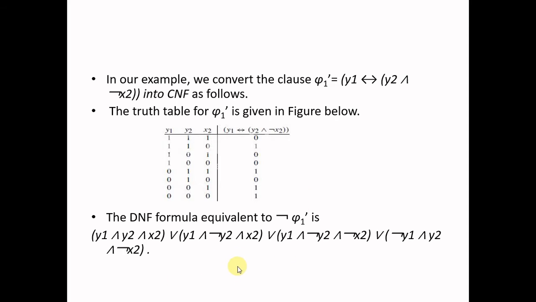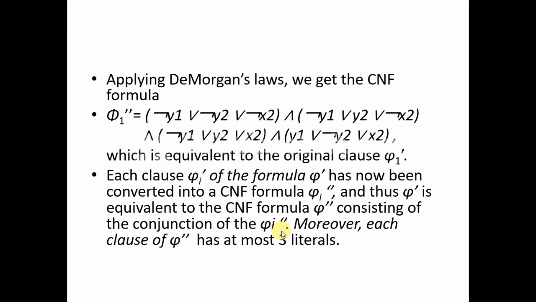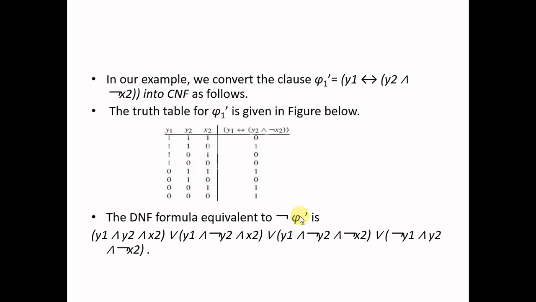Then you can apply De Morgan's laws, and we get the CNF. When you apply De Morgan's laws, all the ANDs will be changed to ORs, and ORs will be converted to ANDs. So you can call that formula phi 1 double dash. Your original formula was phi 1 dash. So you have phi, then you have constructed phi dash, then from that you take phi 1 dash, one clause, and now you are converting that into phi 1 double dash after applying De Morgan's laws.